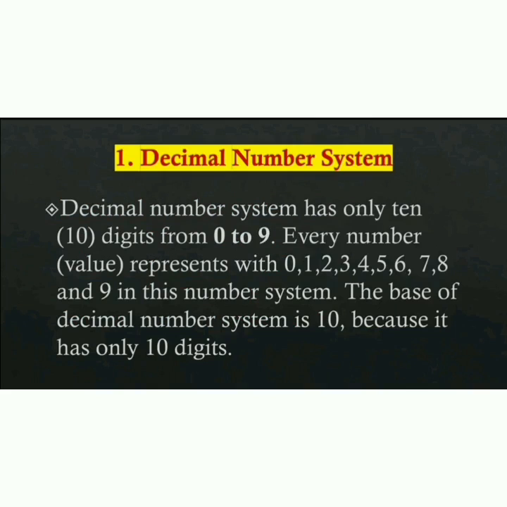The first one is decimal number system. Let's see and learn. Decimal number system has only 10 digits from 0 to 9. Every number value is represented with 0, 1, 2, 3, 4, 5, 6, 7, 8 and 9 in this number system. So the base of decimal number system is 10 because it has only 10 digits.